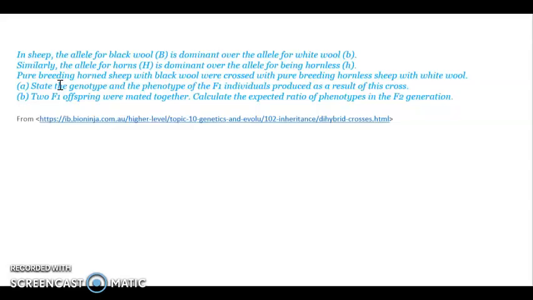Now let's have a look at this example I found from BioNinja. In sheep, an allele for black wool, B, is dominant over the allele for white wool. Similarly, the allele for horns is dominant over the allele for being hornless. So first we identify which one's which. Pure breeding horned sheep with black wool were crossed with pure breeding hornless sheep with white wool. State the genotype and phenotype of F1 individuals produced as a result of this cross.